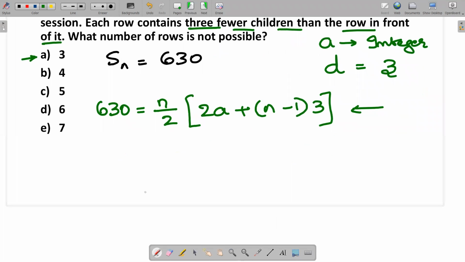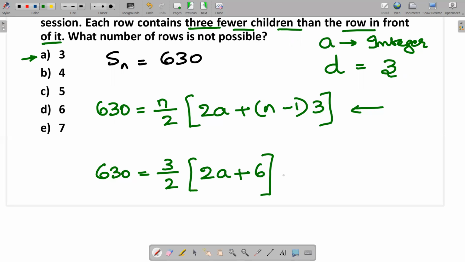I'm considering the number of rows to be 3, and checking whether it is possible or not. So 630 equals, instead of n, I'm going to put 3. So 3 by 2 into (2a plus 3 minus 1), that is 2. Okay, so this is n minus 1, and instead of that, 3 minus 1 is 2. 2 into 3 is equal to 6. So I have an expression like this, and from this, I can see that 2a plus 6 is equal to 630 into 2 by 3.